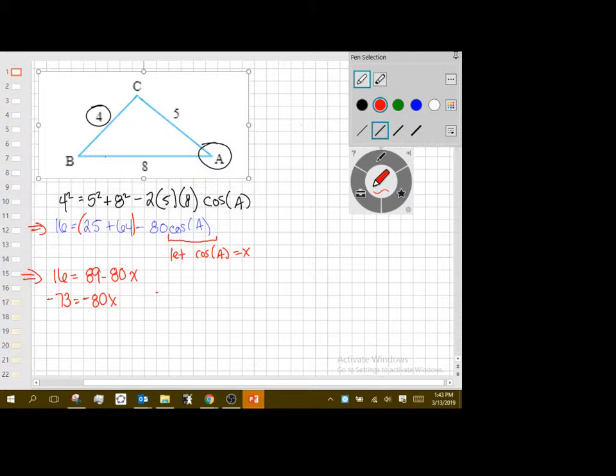What would you divide both sides by now? Negative 80. Okay, so the negative 73 divided by negative 80 is a positive 73 over 80. And that equals x, right? But what was x? What did we say x was up here? Cosine A. Let's put that back in. And now I got that equation, right? How do I solve for A? Okay, good. So I'm going to go cosine inverse, or arc cosine.